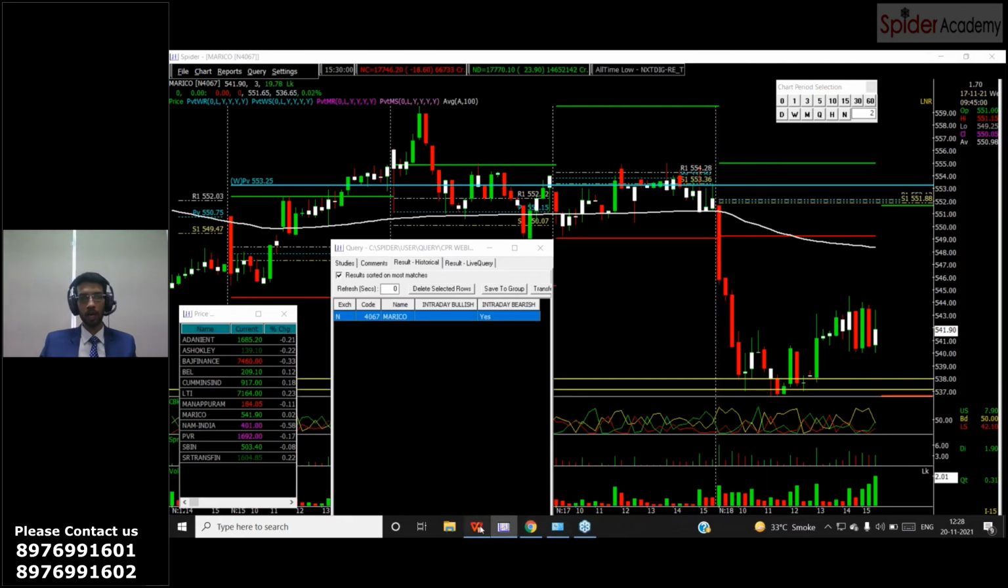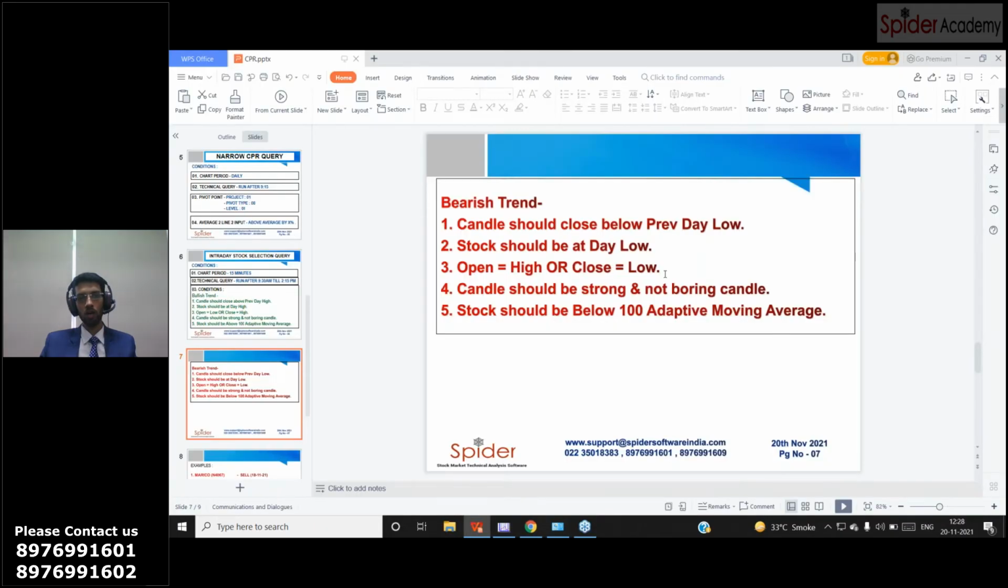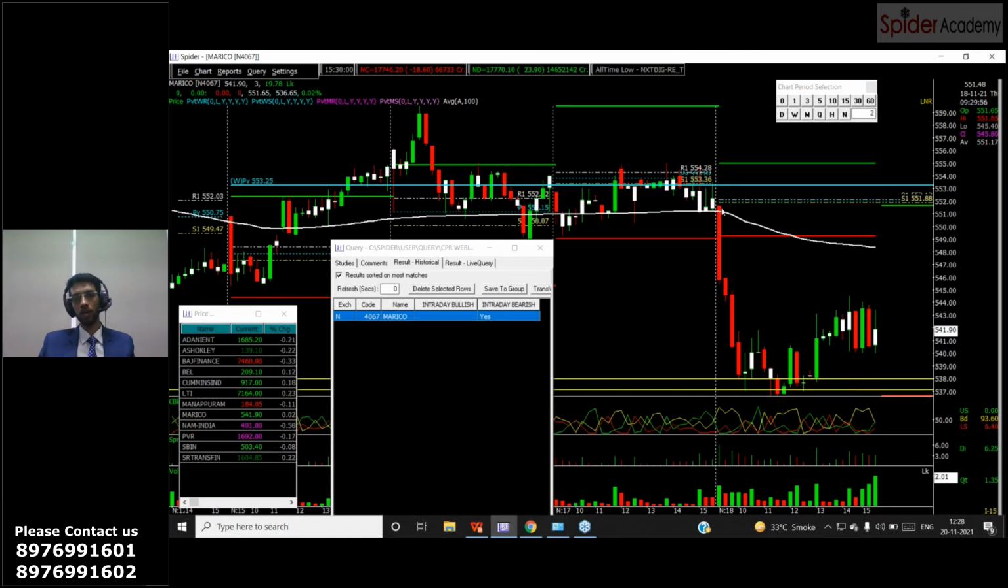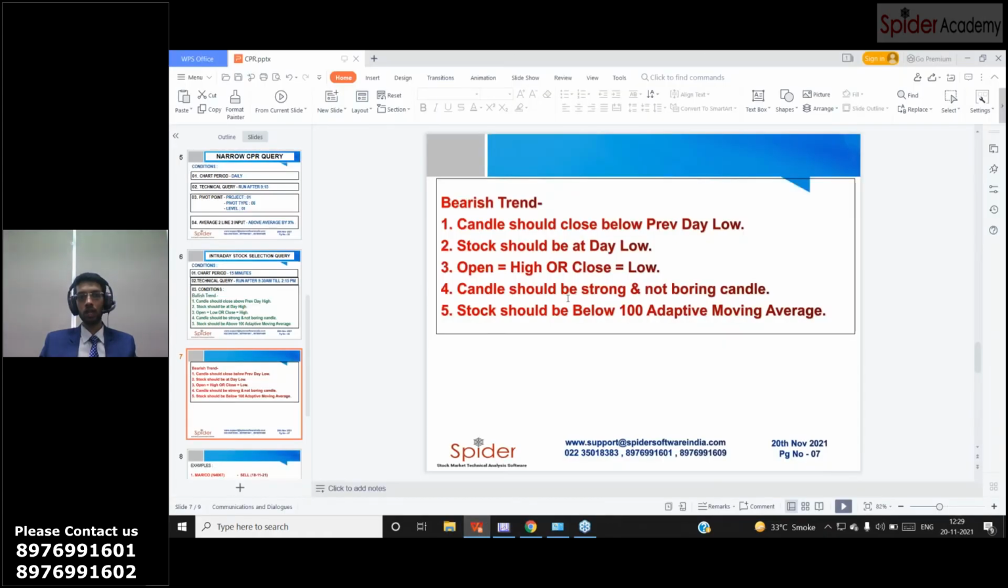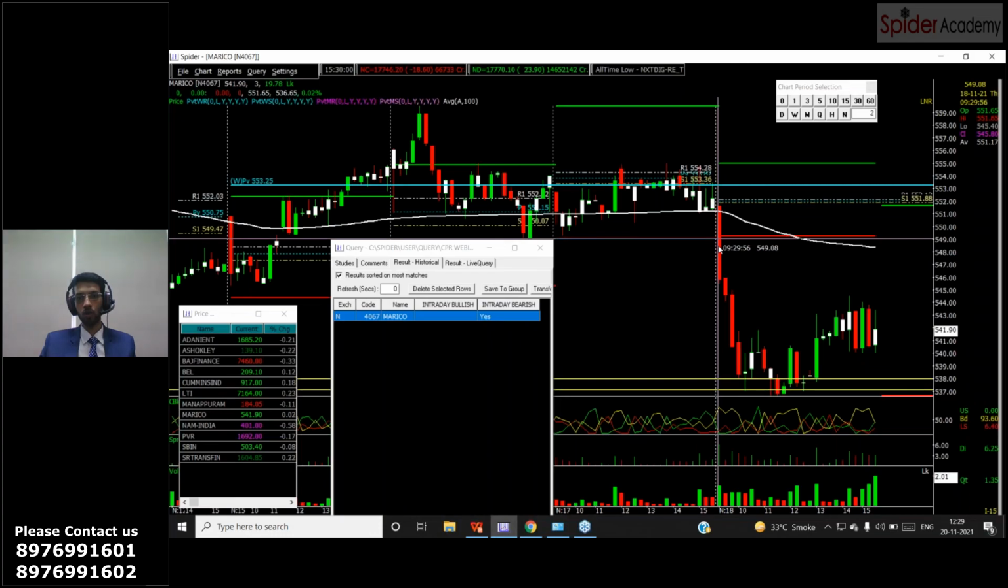Now again you can see open high or close equals to low, which means your candle should be open high or it should complete with a close equals to low, which means both are for bearish conditions. So this is the third condition. The fourth condition is candle should be strong, not boring candle. The same way as the bullish trend, candle should be strong. You can see this is not a boring candle.